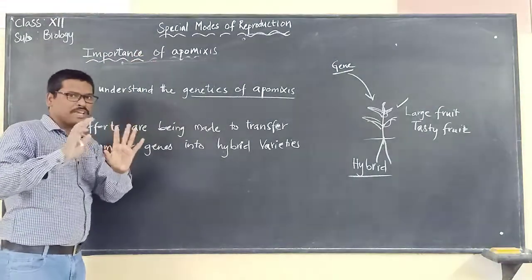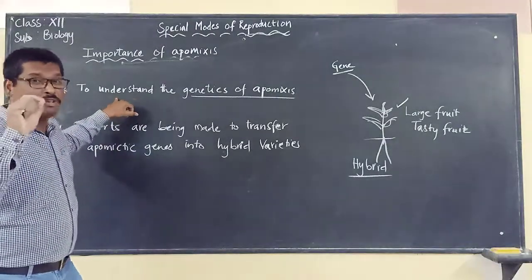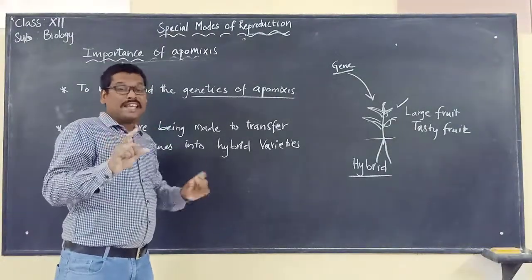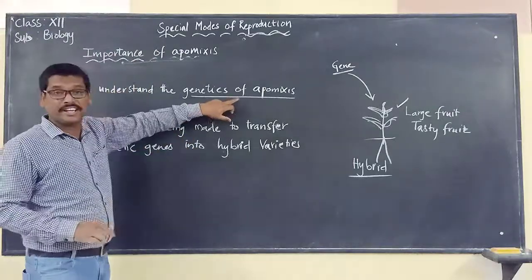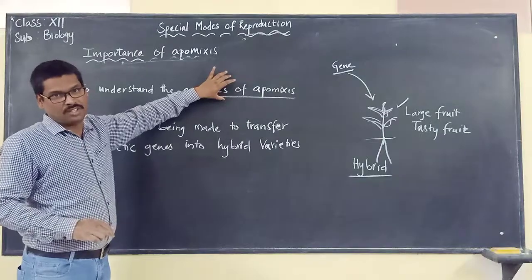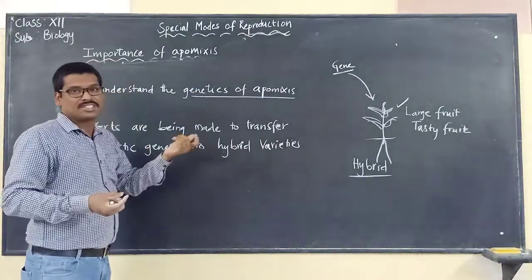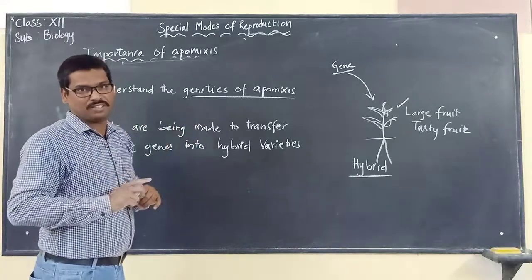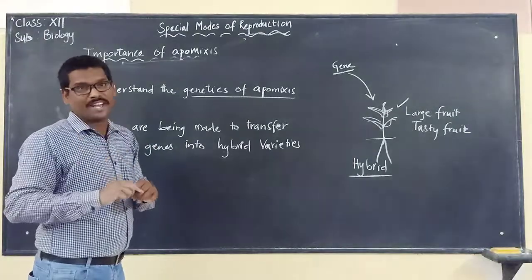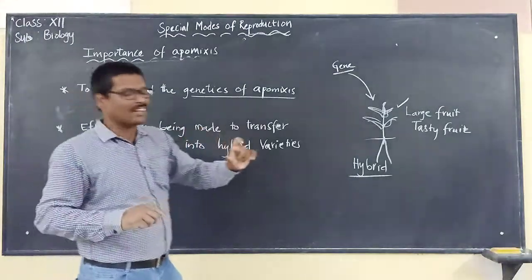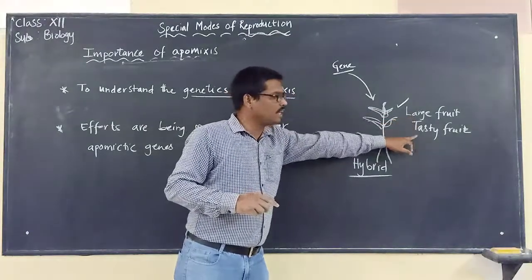Let us make it very simple. In many parts of the world, active research is going on to understand the genetics of apomixis, meaning which gene is responsible for producing seeds without fertilization. If fertilization occurs, new characteristics will be seen. They don't want new characteristics. They want the same characteristics, large fruit and tasty fruit, to be carried to the next generation.